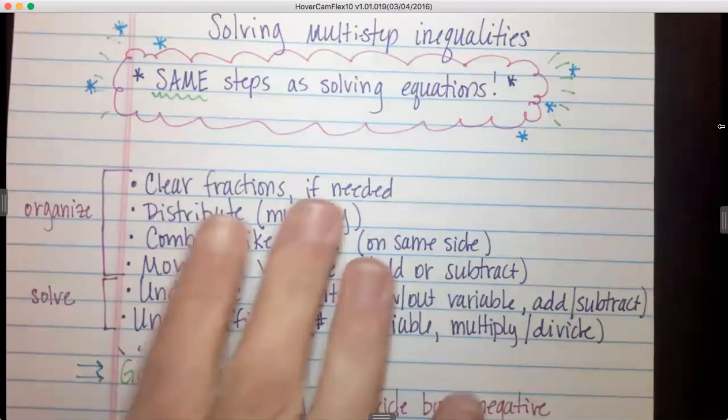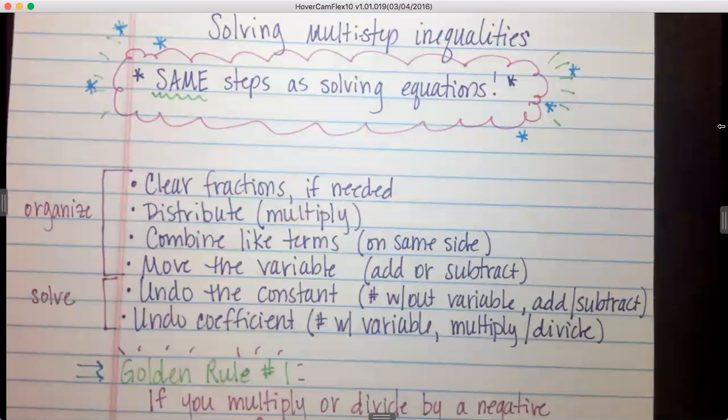As you can see, we clear the fractions if we need to, we distribute by multiplying, we combine like terms on the same side. Remember, we don't combine terms across the equal sign, only on the left side and then only on the right side. We're going to move the variable by adding or subtracting. We're going to undo the constant. The constant is the number that doesn't have the variable with it. And we're going to do that by adding or subtracting.